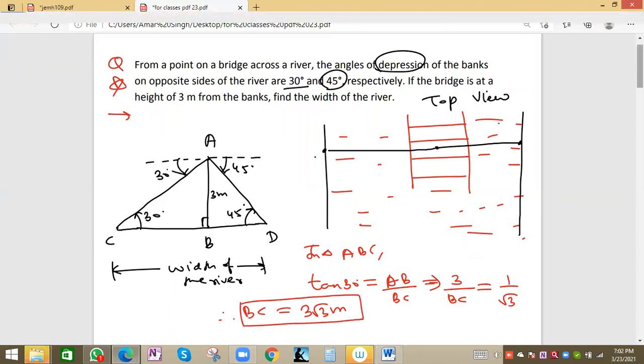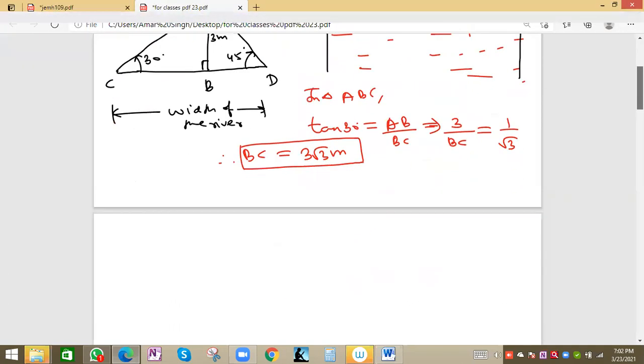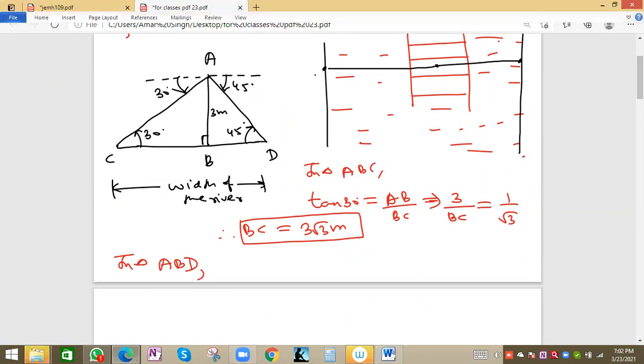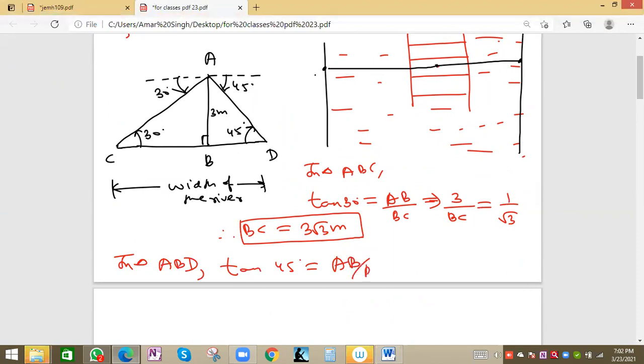Now we can take the other triangle, that is triangle ABD. In triangle ABD, tan 45 degrees will be AB by BD.